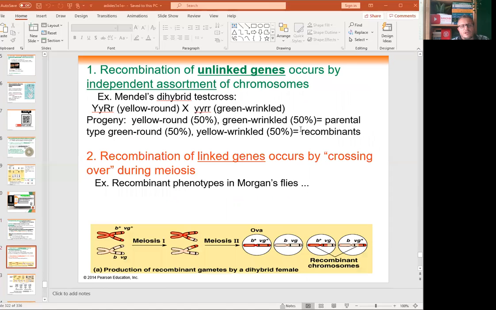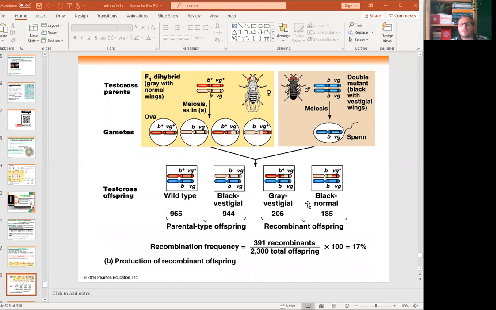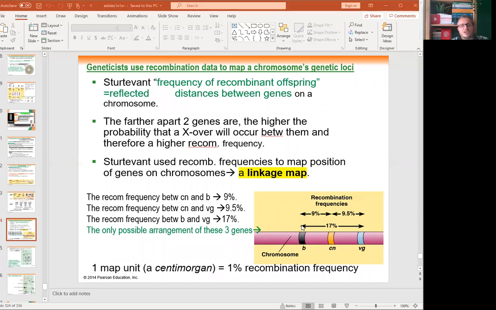The example here is red and white parents, and they go through meiosis, and you can see that some look like the parents, these two, and the other two don't look like the parents. We call these recombinants. We can calculate the recombination frequency with a formula: recombination frequency equals the total number of recombinants divided by the total number of offspring, times 100. In this case, it's 17%, and we can use this to map the genes B, V, G, and CN.